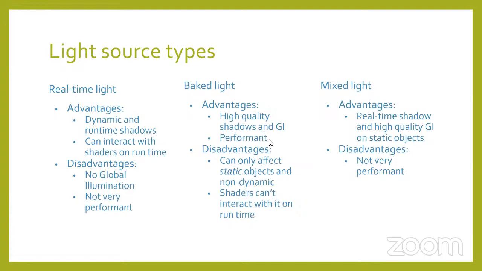So to solve that issue, there is something called mixed light. Mixed light is a combination of both worlds. Some developers like to use it, some don't. Its advantages are that it can cast real-time shadow and high-quality global illumination on the static objects, basically taking the advantage from both real-time and baked light. But it's also not very performant, and the shadows that are being casted by the player or non-static objects are going to be relatively low quality.